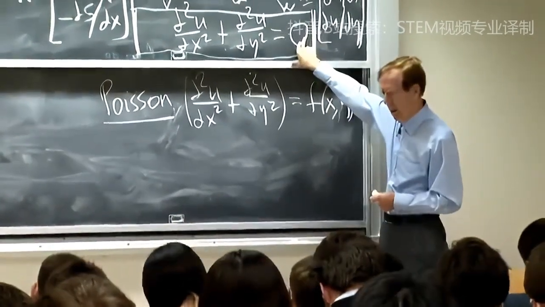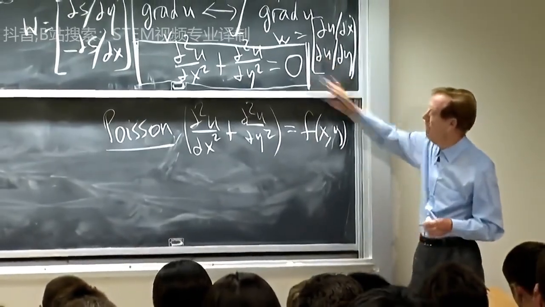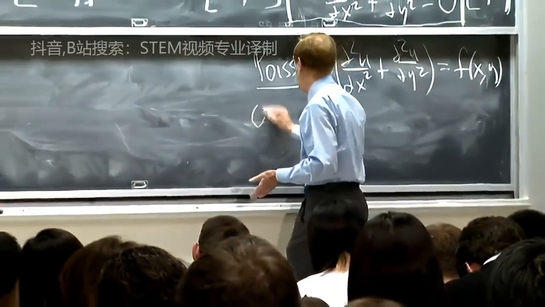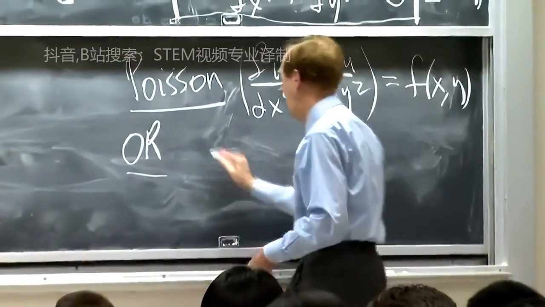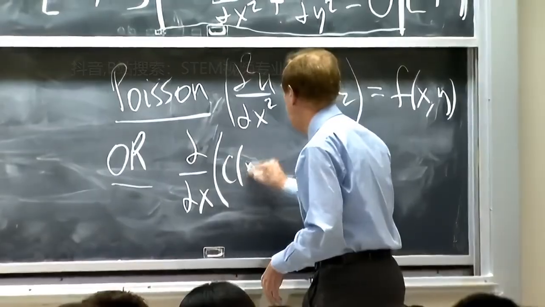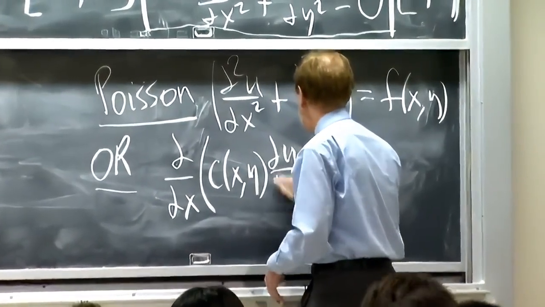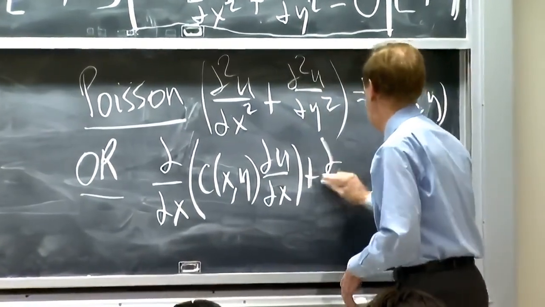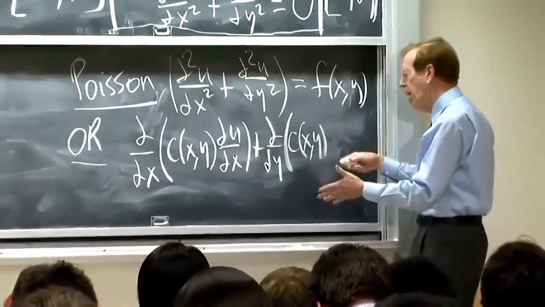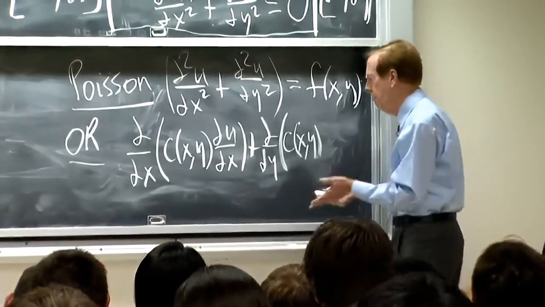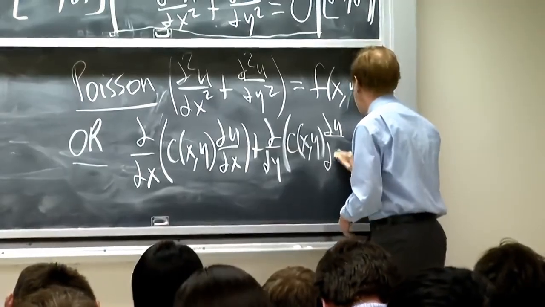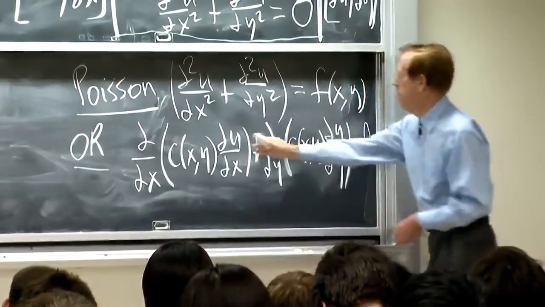Laplace doesn't. And just while I'm talking about this framework, if there was a c of x and y, so this would be, or, I'll put or. The more general one would be the x derivative, because I'm taking the divergence, of a c of x and y du dx, and the y derivative of a c. So you see the difference. I'm now allowing some variable conductivity, variable whatever this, variable material, du dy equals f again. So that would be the more general one.